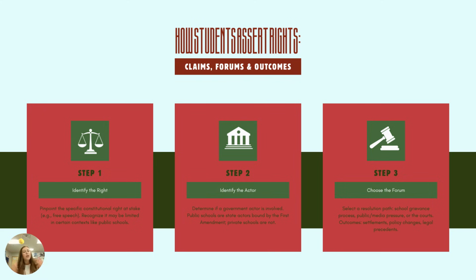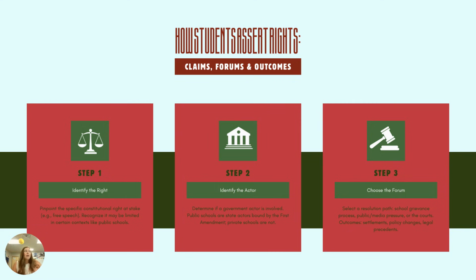But as we're looking at those cases, one of the most important skills for you to practice is the ability to identify the right. What part of the Constitution is involved here, or federal law? What's at stake? What's the right that we're seeking? In this case that we just talked about, that was a free speech issue, right? First Amendment free speech. Identify the actors involved, because the actors involved can change the outcome of the case, right?